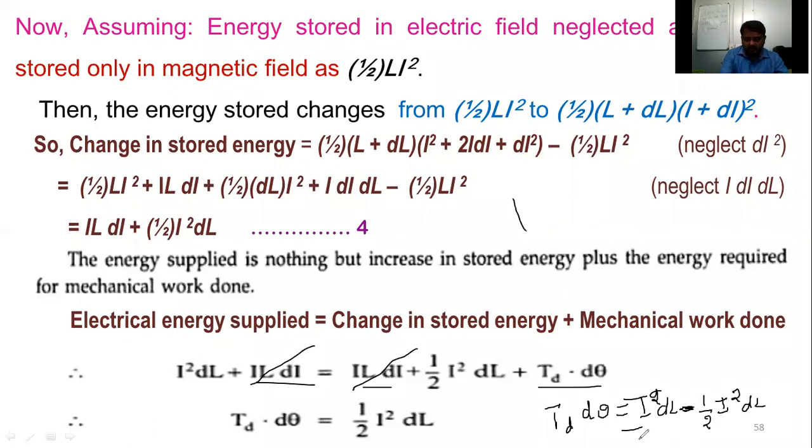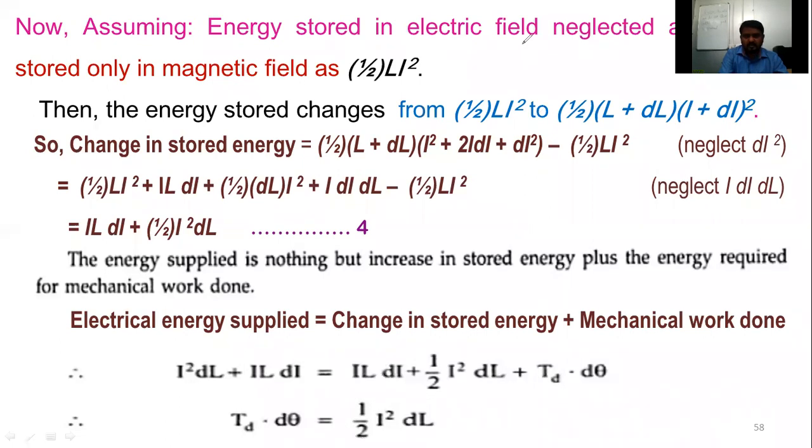See here, I square dL is there, and here 1 by 2 I square dL is there. So we can take I square dL common outside. What is left is 1 minus 1 by 2, which is 1 by 2. So we write 1 by 2 I square dL, and TD d theta equals 1 by 2 I square dL. Up to here we have taken. Any doubts here? No, sir. Okay.